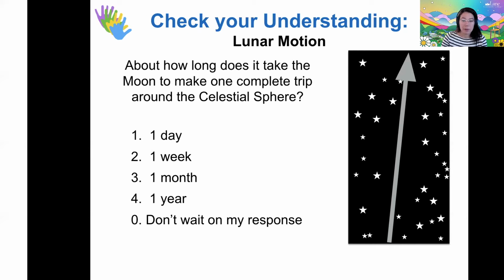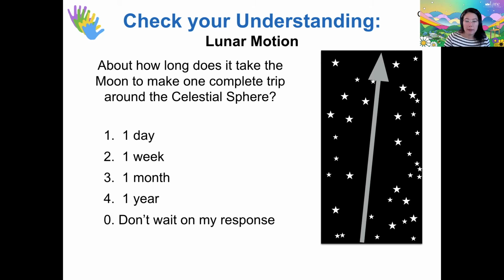So let me open up that poll. And I'm seeing the vast majority of votes for option number 3, that it takes 1 month to move across the celestial sphere. And of course, this is why we even divide our year into months, because this is sort of a natural time scale that's set by cycles in the sky.